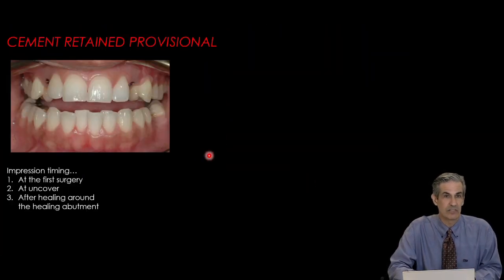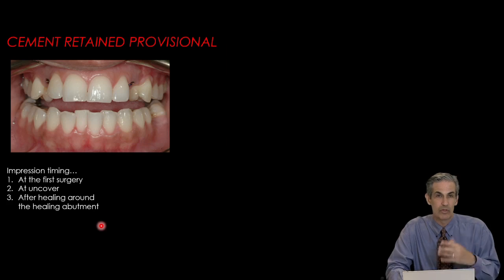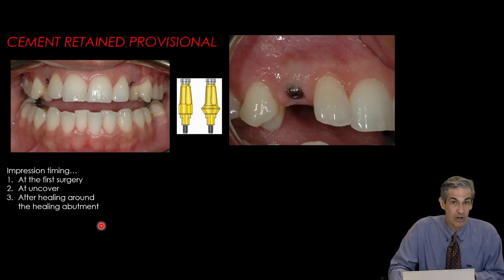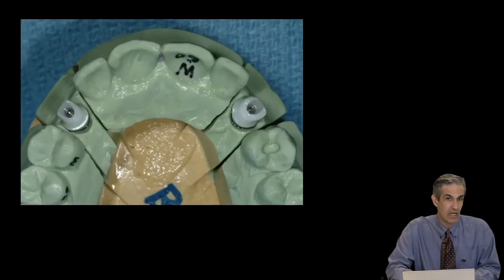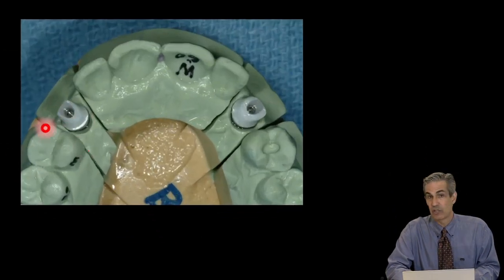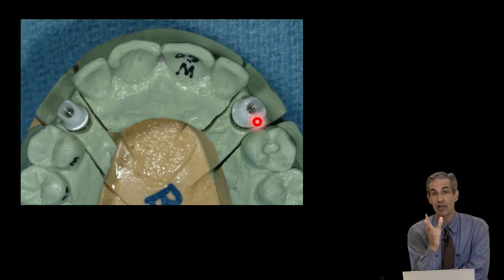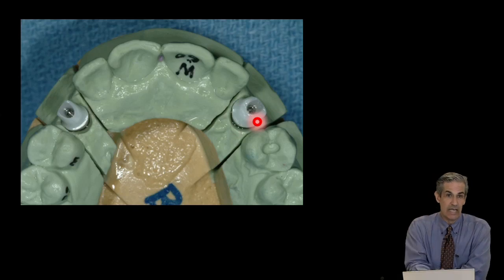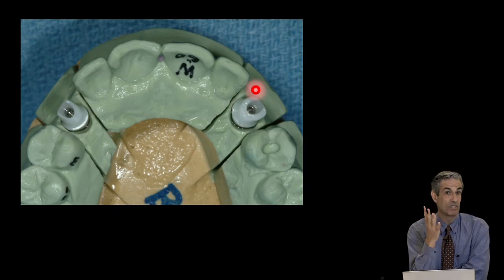So we've talked about cement-retained provisionals. The impression timing can be at the first surgery, at uncovery, after healing around the healing abutment. So we will use, I hope, an impression coping to take a good impression. Here we're fabricating CAD/CAM abutments that will be used for the final crown. And at this point, I think it's very important that you talk to the laboratory and tell them you don't want these margins placed subgingivally. They really should be right at the tissue margin.